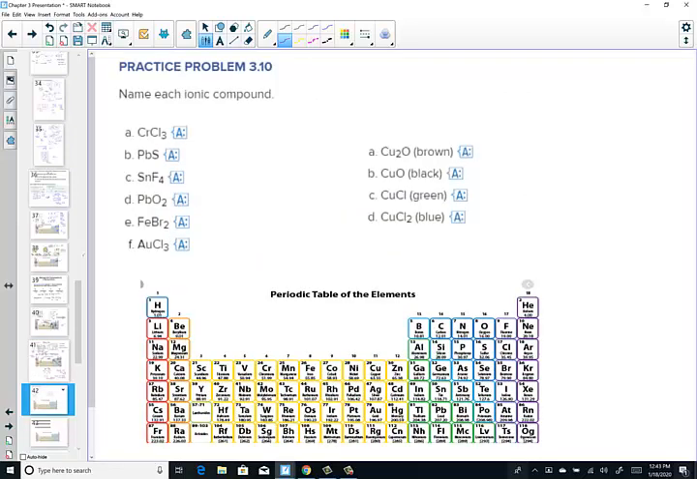Here's some more. Pause the video. Don't cheat yourself. Pause the video and come back to check. I can see, boy, the vast majority, if not all, are going to require Roman numerals. These are transition elements written first.